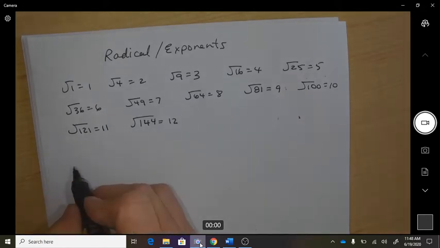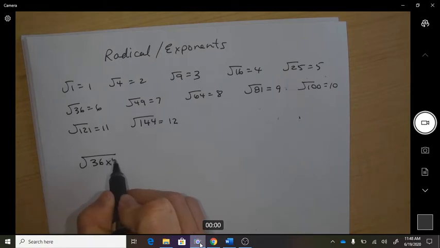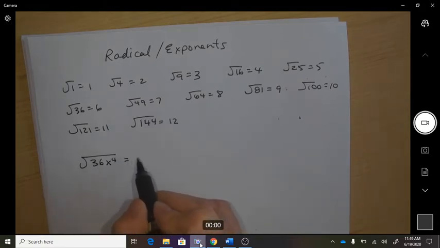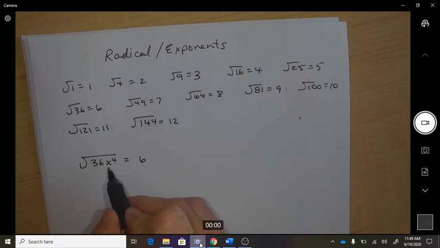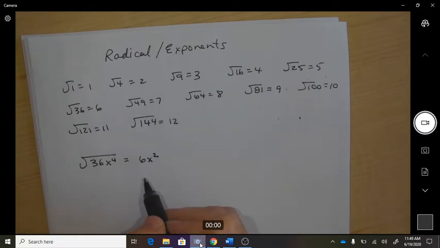Okay, so now if I do something like this, what is the square root of 36x to the 4th? So now what's the square root of 36? 6. And square root of x to the 4th is x squared. It's x squared times x squared is x to the 4th.